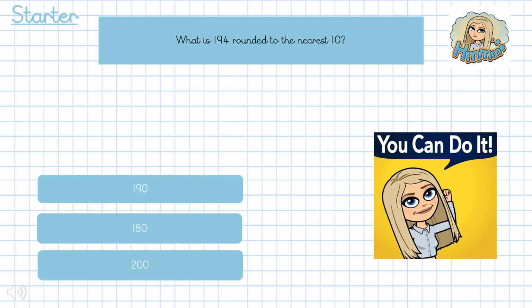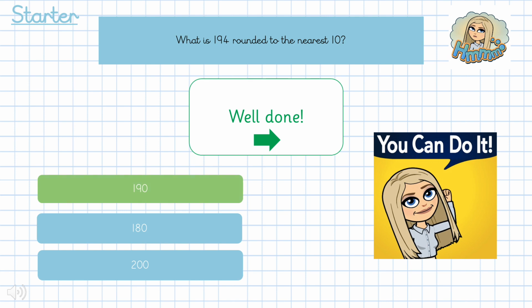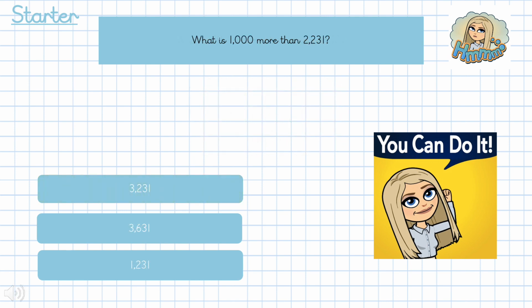And it's now time for question 2. What is 194 rounded to the nearest 10? Is it A, 190, B, 180 or C, 200? What is 1,000 more than 2,231? Is it A, 3,231, B, 3,631 or C, 1,231?